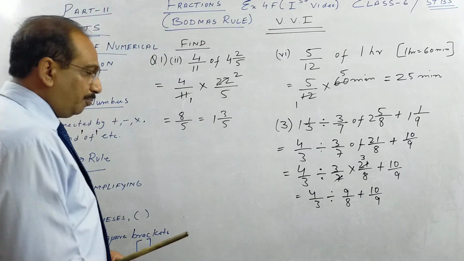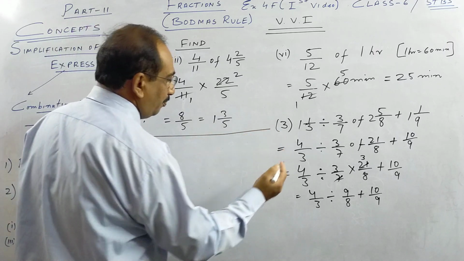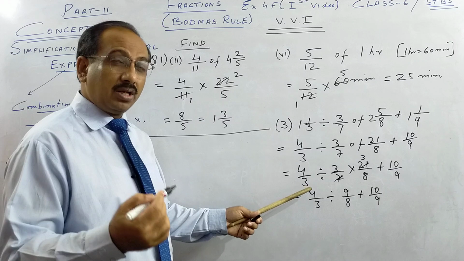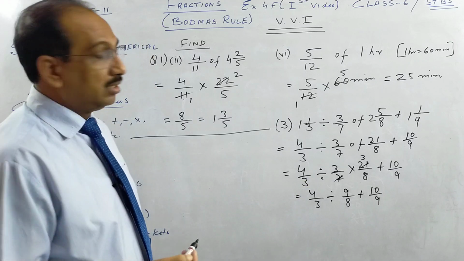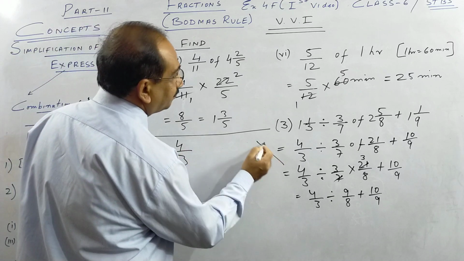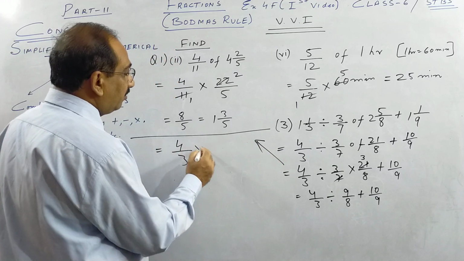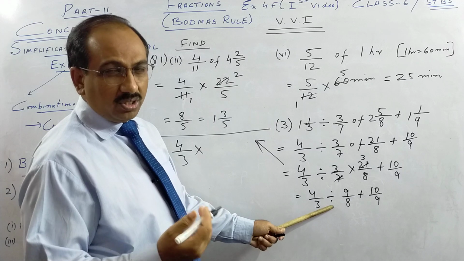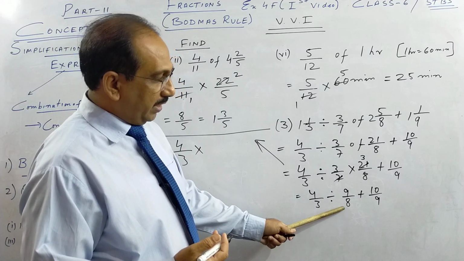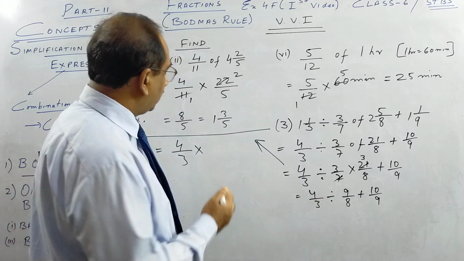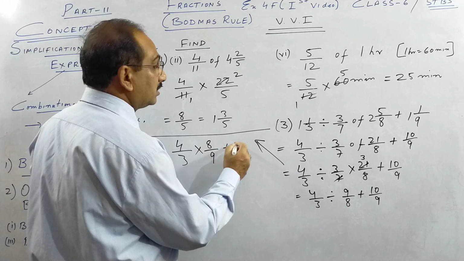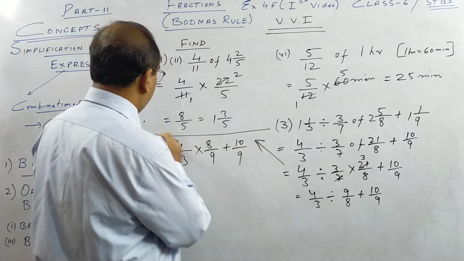So I hope you have copied. Always use a copy and pen. Maths, please don't just watch. Have a pen and copy, write, practice. Okay, we come back. 4 by 3 divided by, when division becomes multiplication, I've taught you in my earlier chapters and exercises: the denominator becomes the numerator, the numerator becomes the denominator. So 8 goes up, 9 comes down, plus 10 by 9.